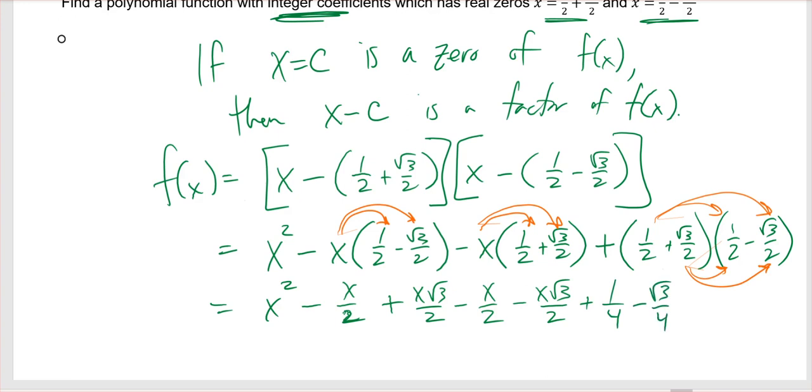And then we've got our inside terms, right? We've got this one times this one. So that would be plus square root of 3 over 4. And hey, look at that, we can see that it's going to work out in our favor.